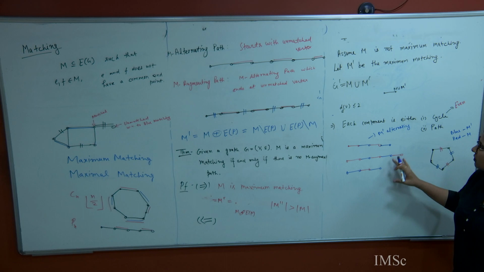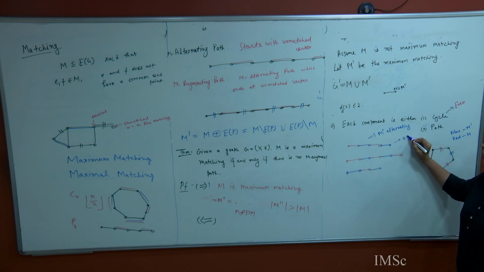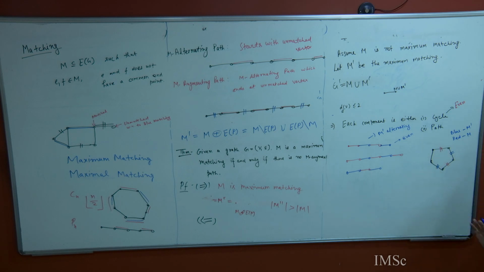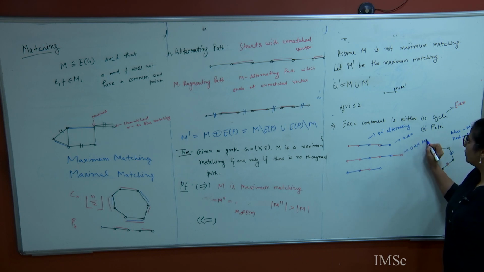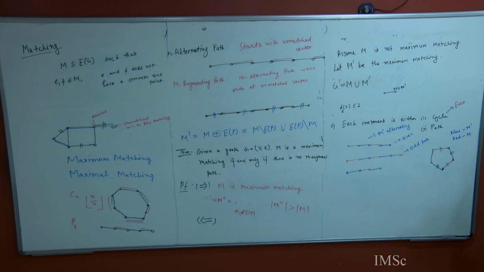So if we have an even path, then they are alternating but not augmenting, right? Even size of path. What about odd paths? If we have an odd path, then what can you say? It's not possible. Because no.